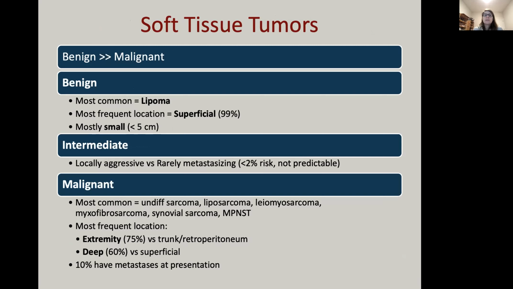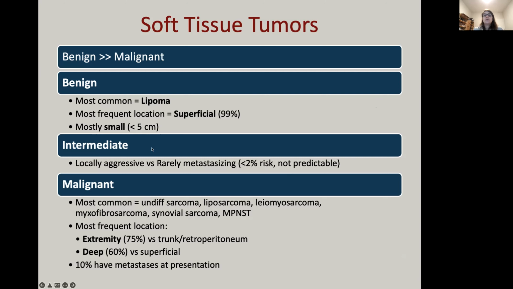And so when we're dealing with malignancies, we're dealing mostly with the extremities and trunk, and again, mostly going to be deep rather than superficial. For malignancies, I've just listed the top 6 types of tumors: undifferentiated sarcoma, liposarcoma, leiomyosarcoma, myxofibrosarcoma, synovial sarcoma, and MPNST, right? So I'm sure during the course of this block, we'll come across these.